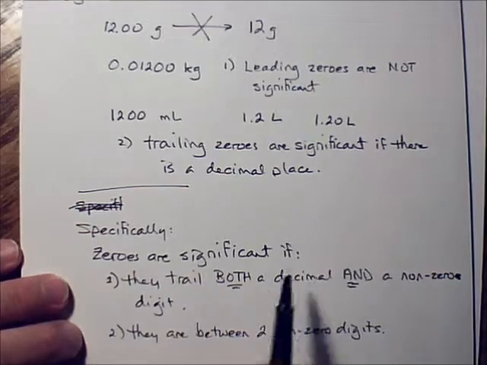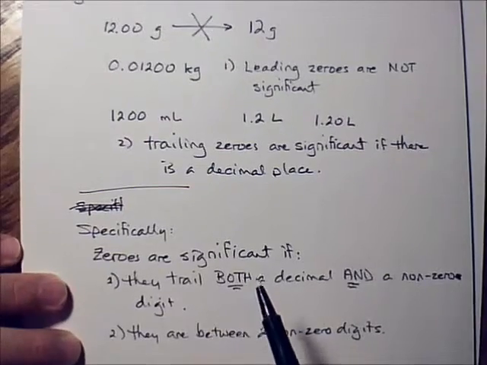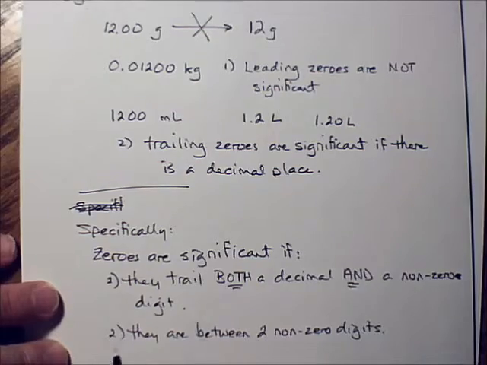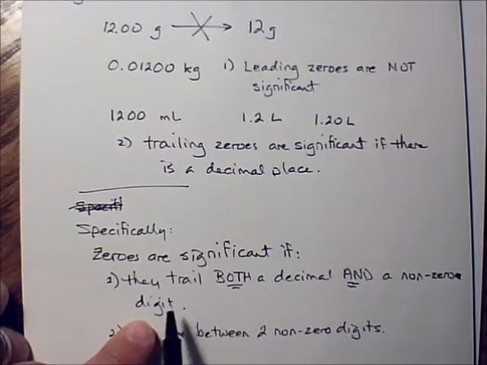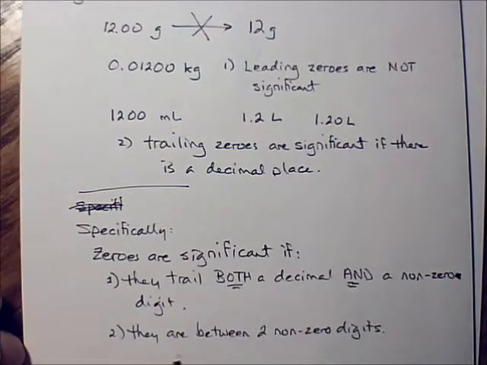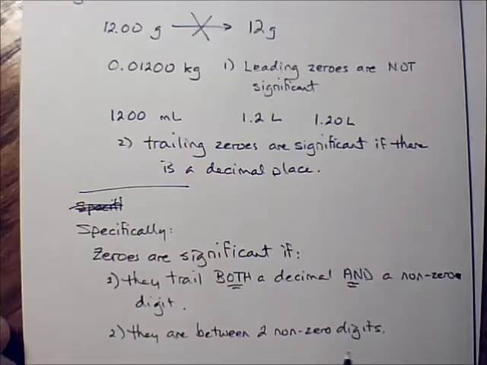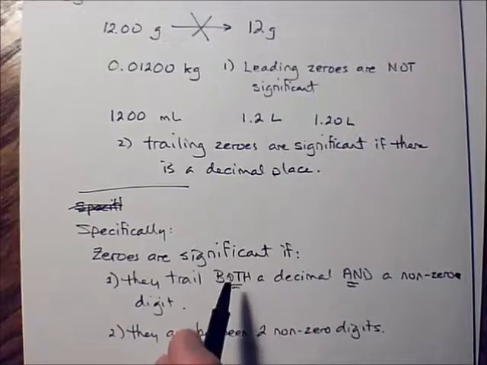So zeros are significant. If they're not significant, by the way, they are insignificant. If they don't meet one of these 2 rules, they're insignificant. I like to call these 2 rules the 2-part rule and the 1-part rule. This rule has only 1 part. This one has 2 parts. The 2 parts mean you have to meet both to be significant. The 1-part rule means you just meet it to be significant.